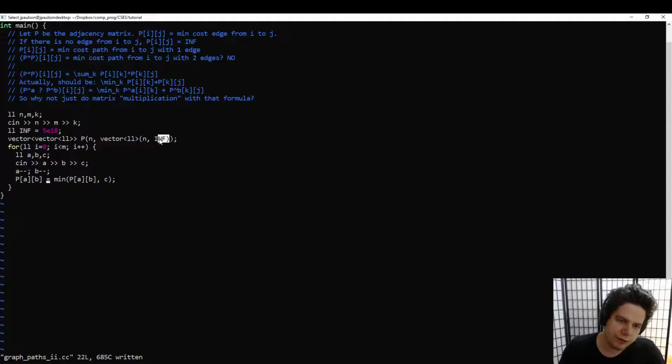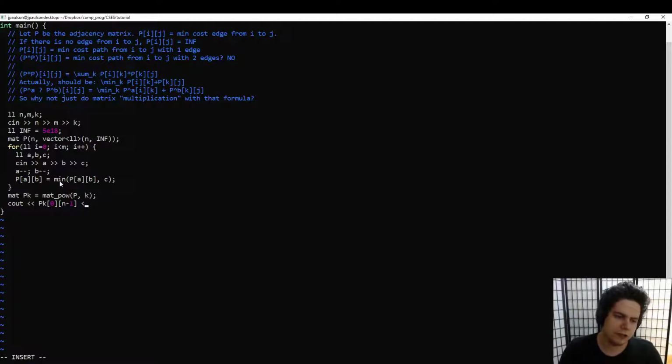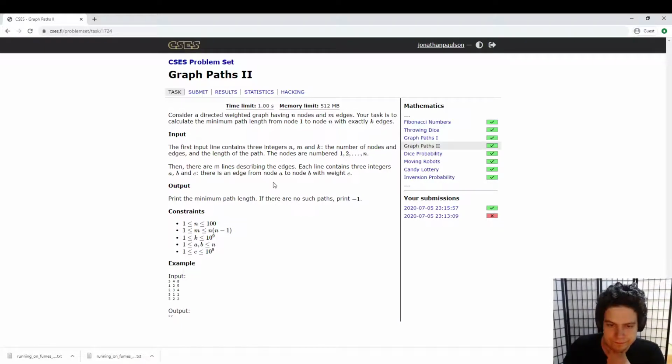So this is another good reason to start at infinity: any real edge is going to override infinity under the min. Infinity is like the identity for min. It's pretty helpful. Okay, I set vector of vector, we're going to declare a typedef for that. K equals matpow of P, k. I'm still going to call it matpow, even though it's like this weird operation. And we said we wanted P_k[0][n-1], because we want from 1 to n.